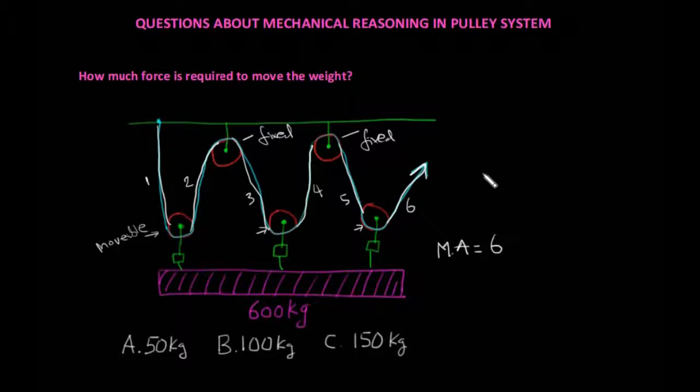Now we know that the weight is 600 divided by the number of sections of rope supporting the weight. We have 1, 2, 3, 4, 5 and 6. So there are 6 sections. And if we divide the weight by the number of sections supporting the weight, we get 100 kg. Hence the force required to lift 600 kilograms is equal to 100 kilograms.